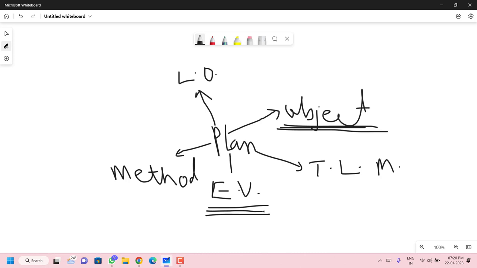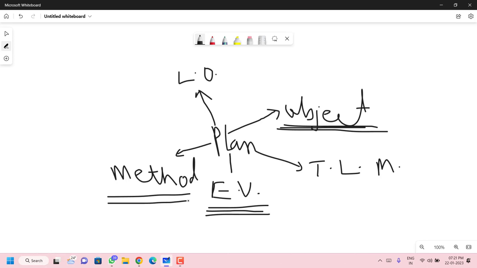Then next come the methods, that is, through which method you will be engaging the learner. Some of the methods you may know and some you may not know, because I think that section is still to be discussed in the class. But briefly here we can discuss methods like discussion, demonstration, problem solving, or the inductive or deductive methods.